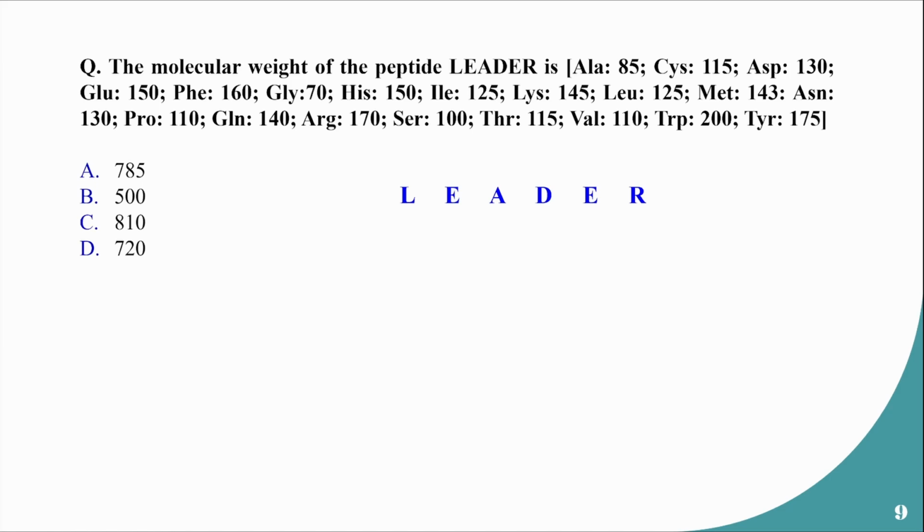So you have been asked the weight of the peptide LEADER, and we have been provided the values for the individual amino acids' molecular weights. Is it just that we have to add up all of these values for each of these amino acids, or is there something more? So please try to calculate it out and answer in the chat.